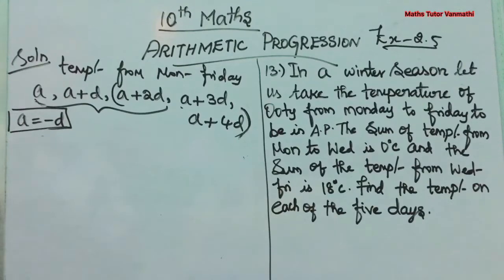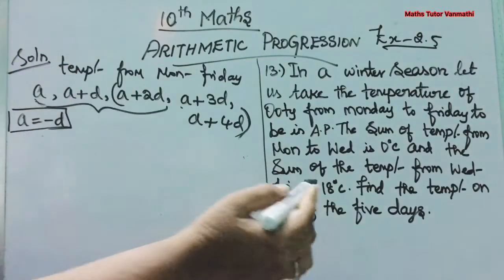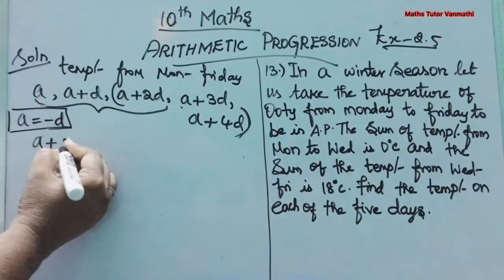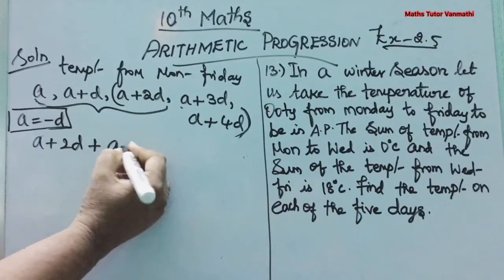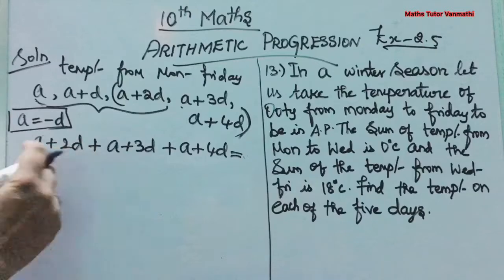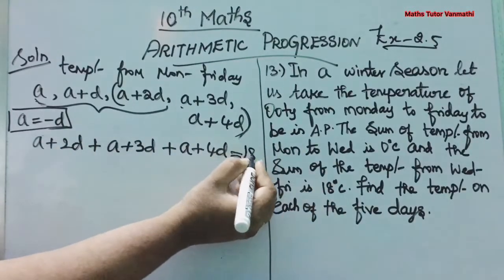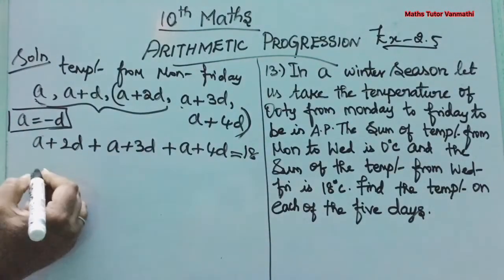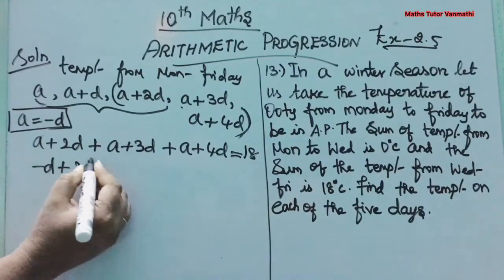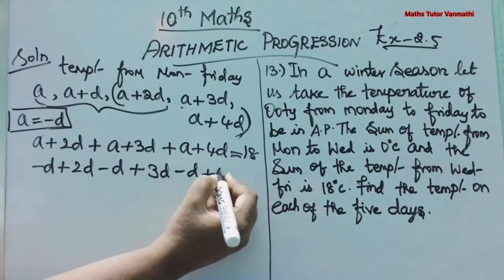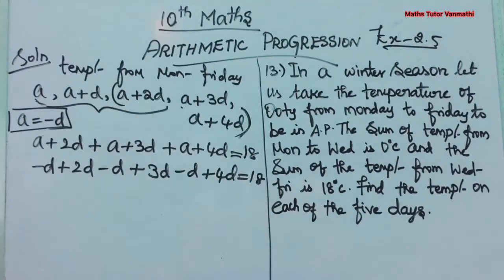Now, let us go on to the second subdivision. Here we are going to solve the second part of the question, taking from Wednesday to Friday. What is your Wednesday? A plus 2D. What is your Thursday? A plus 3D. What is your Friday? A plus 4D. The sum of the 3 days is given as 18 degrees Celsius. Clear? Now, already we have found A is equal to minus D. So substituting minus D in the place of A, you will get minus D plus 2D, minus D plus 3D, minus D plus 4D, which is equal to 18.